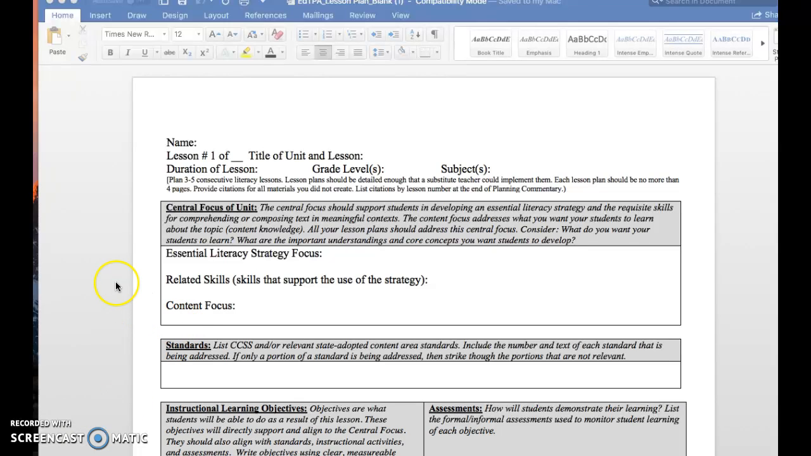All right, today we're going to talk about the lesson plan. At the beginning of the lesson plan is the duration of the lesson, which is how long the lesson is going to be, then the grade level, and then the subject.